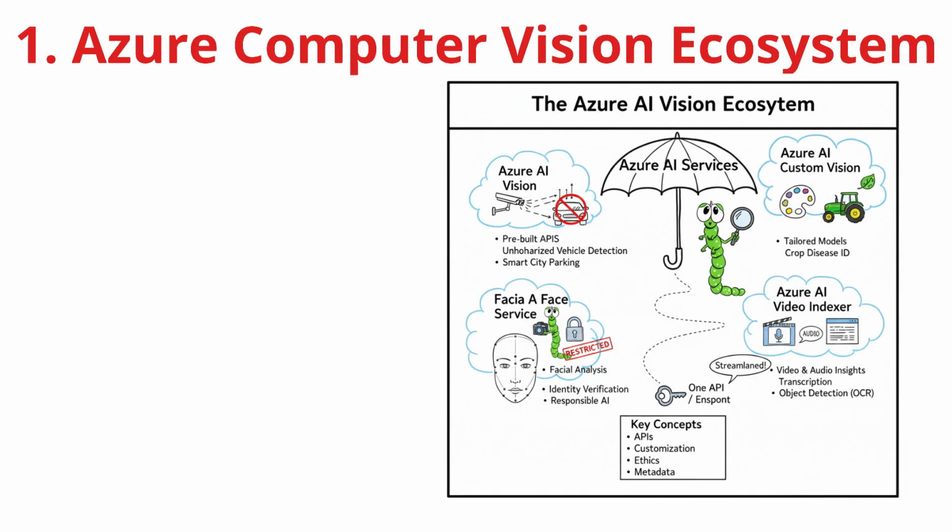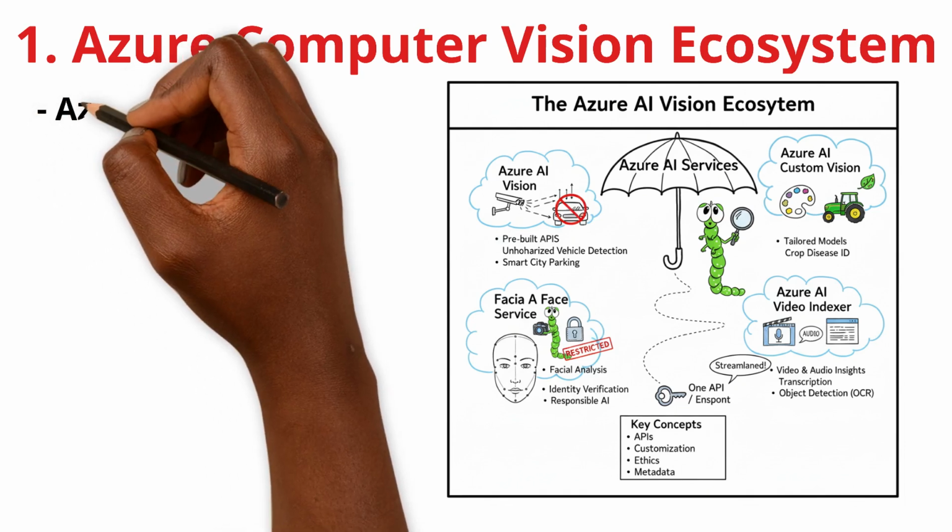Azure AI Custom Vision. Sometimes, general models aren't enough. When you need to identify very specific things, like a particular brand of tractor or a specific type of leaf rust in a cornfield, you need Custom Vision. In this workflow, you upload your own images and tag them. Azure then trains a specialized model just for you.